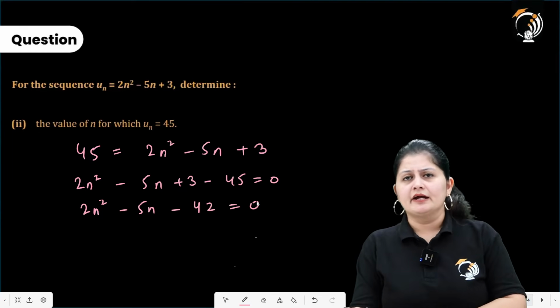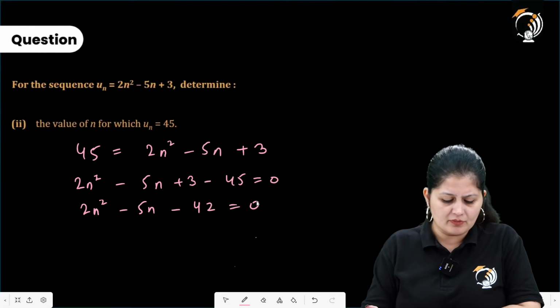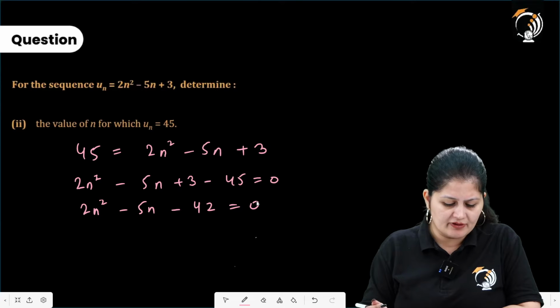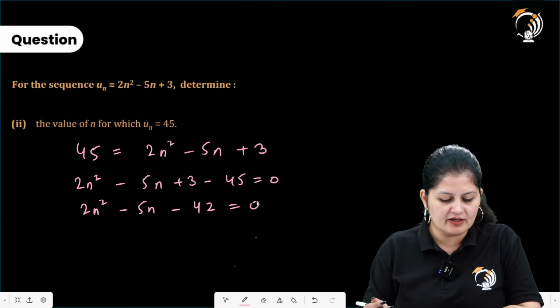So we can either directly do it by using the quadratic formula, or we can just try if we can split it. So we need to do the factors of 84 in such a way that we are getting 5.